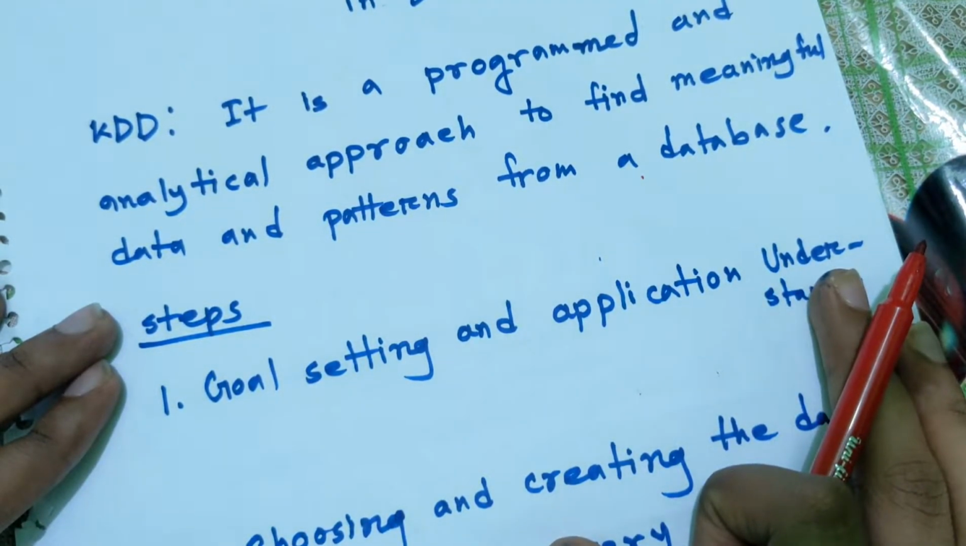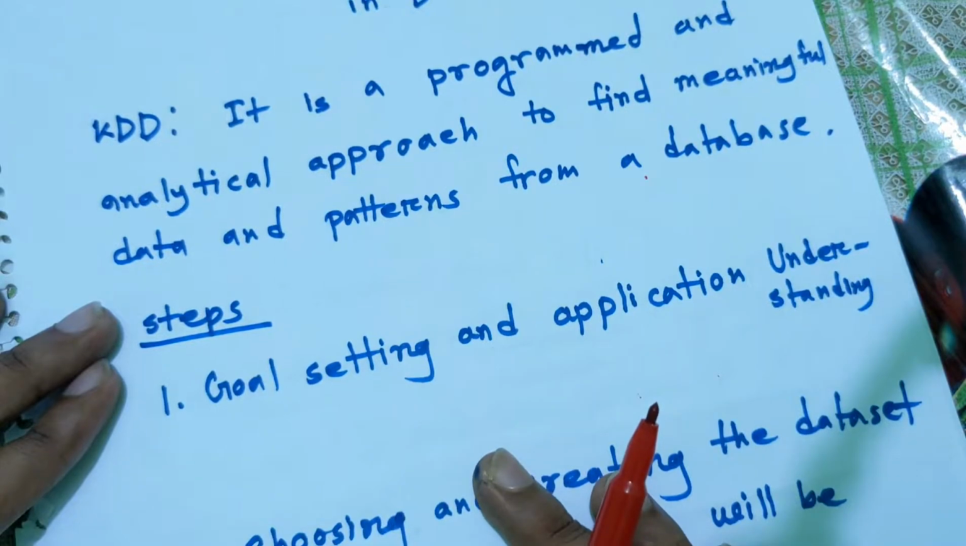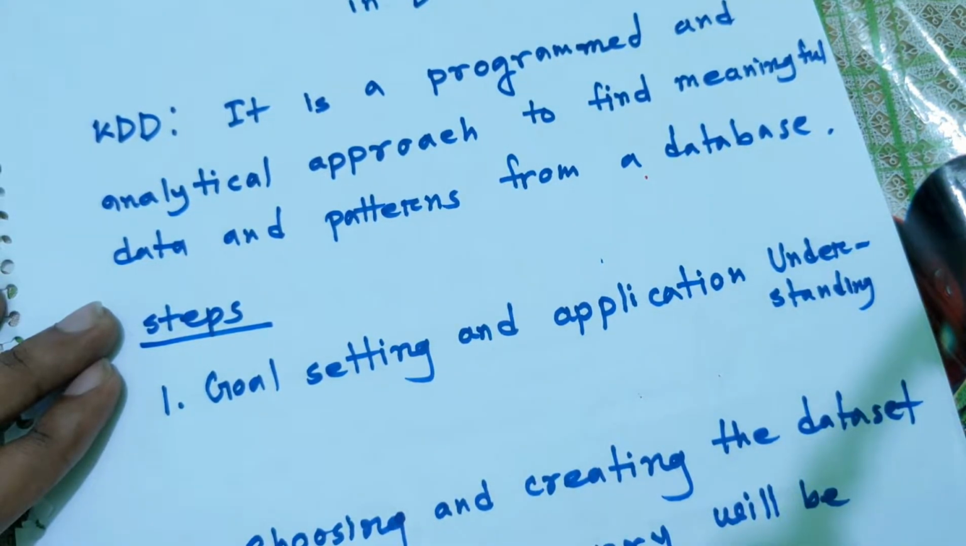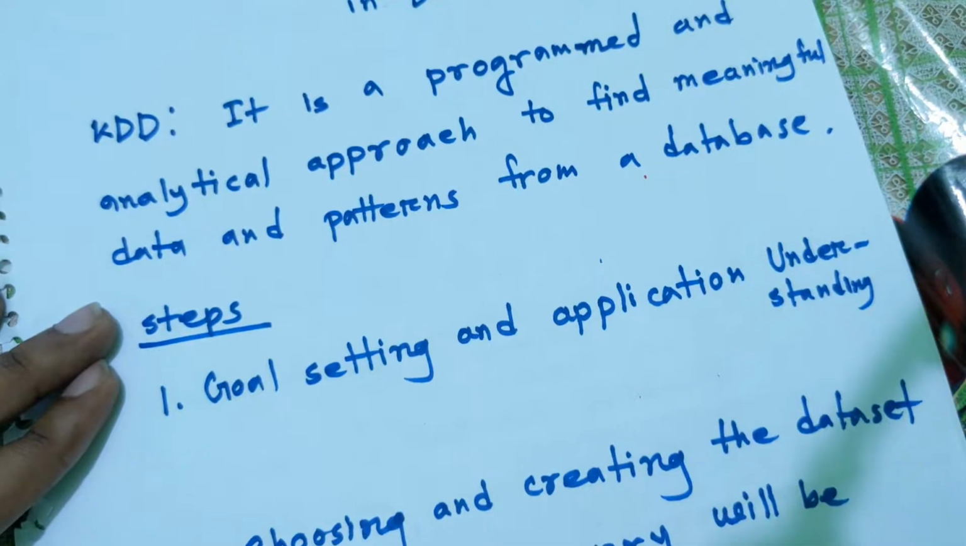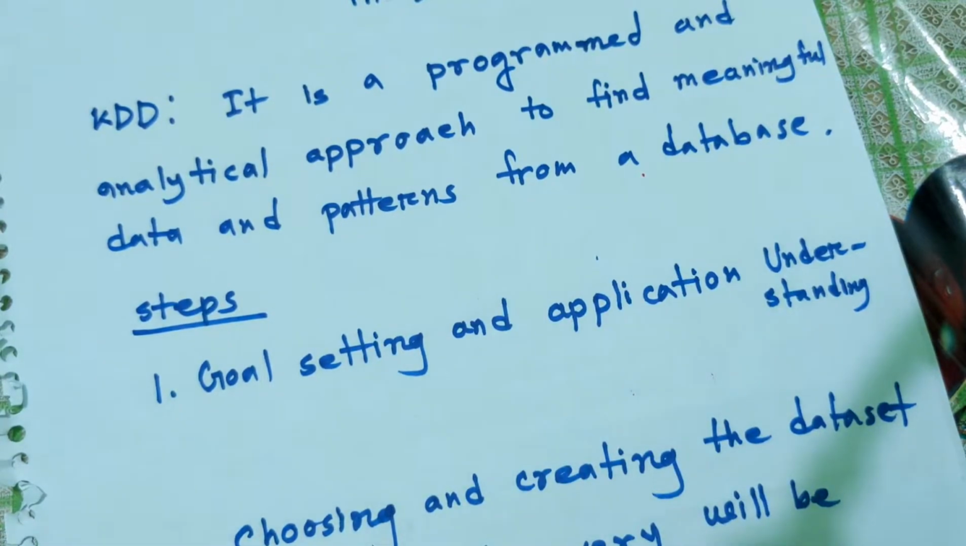For your convenience and better understanding, I can compare this procedure of KDD with cooking fish. So before cooking fish, you have to have a goal, right? Whether you are gonna make fish curry or whether you are gonna make fry fish. And you have to have the prior knowledge of how to cook fish. And in the same way in KDD, you have to set a goal and you have to have the prior knowledge, or I can say understanding of that application.